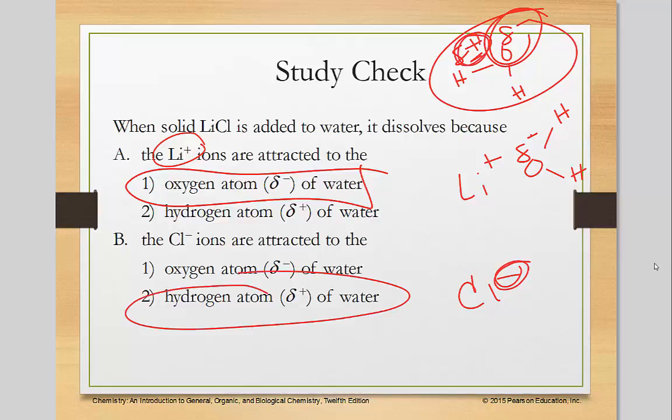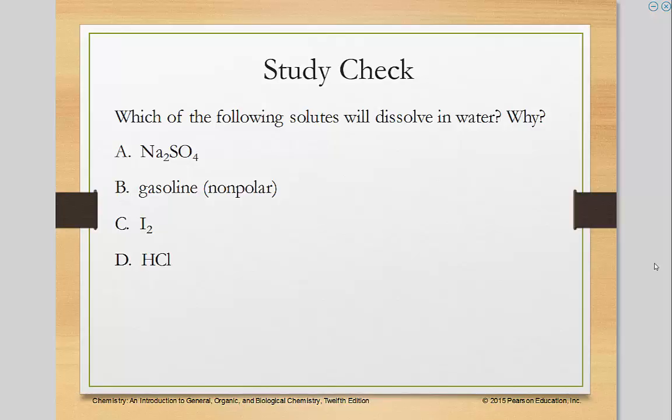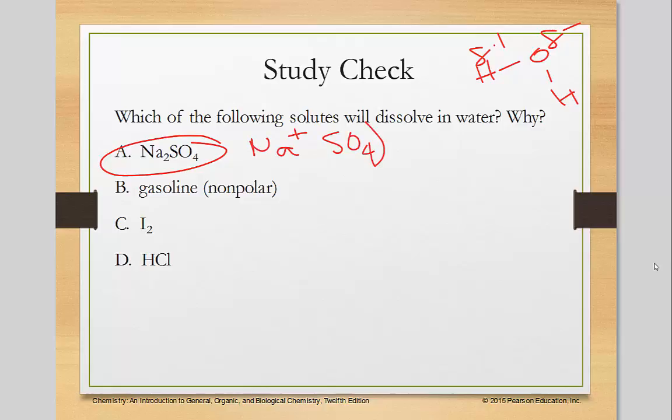Which of the following solutes will dissolve in water? Water, once again, is polar. It will dissolve in anything that's polar or ionic. Sodium sulfate is ionic, so it will dissolve. Sodium is a +1. Sulfate is a -2. Because of that positive negative, it's going to interact with the water.